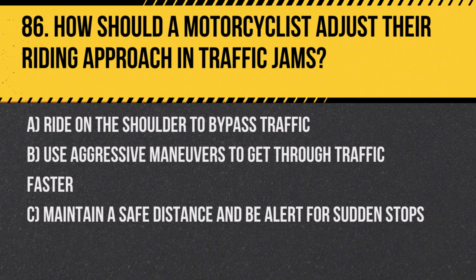Question 86. How should a motorcyclist adjust their riding approach in traffic jams? A. Ride on the shoulder to bypass traffic. B. Use aggressive maneuvers to get through traffic faster. C. Maintain a safe distance and be alert for sudden stops.